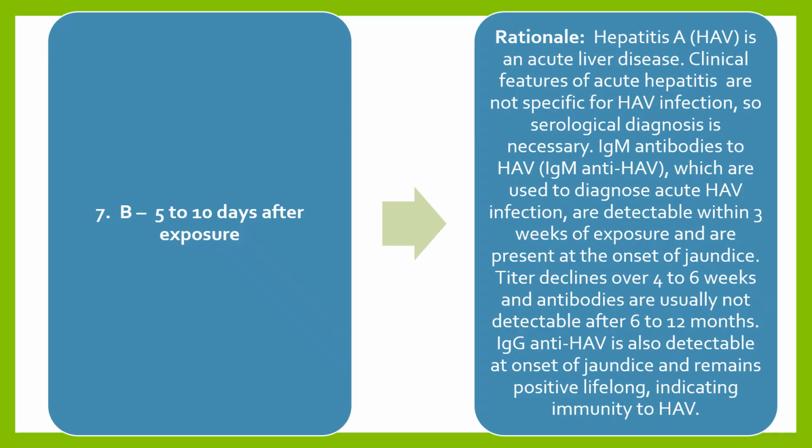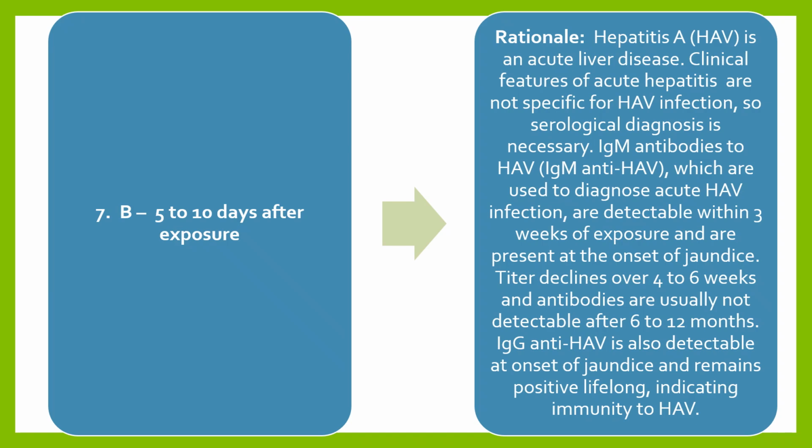Hepatitis A is an acute liver disease. Clinical features of acute hepatitis are not specific for HAV infection, so serological diagnosis is necessary. IgM antibodies to HAV, which are used to diagnose acute HAV infection, are detectable within 3 weeks of exposure and are present at the onset of jaundice.